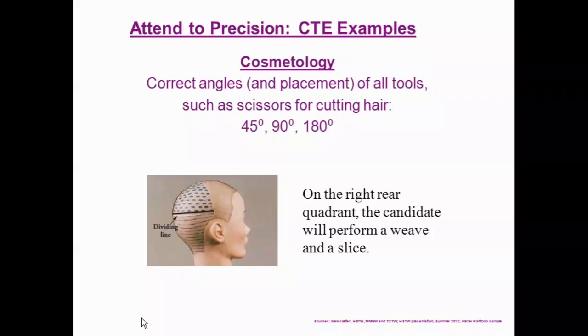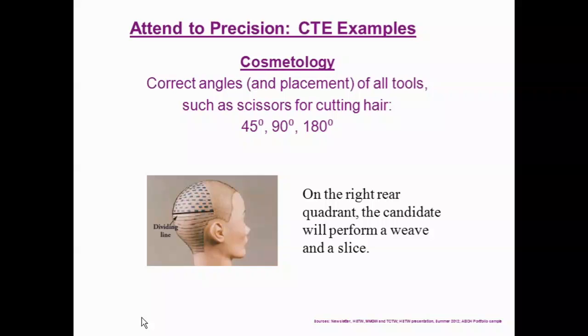And they had this mannequin head, and I saw these parallel lines and this text that went with it, part of which says on the right rear quadrant, the candidate will perform a weave and a slice. Now, if you think about quadrants, you might think about a coordinate plane that's divided into 4 sections, 4 quadrants. So I thought, math on somebody's head, that's really kind of cool. That's one of the things you can think of if you teach cosmetology. And even if you don't teach cosmetology right now, you might go to a salon and get your hair done. So next time you're sitting in the chair, look at those angles of those scissors.